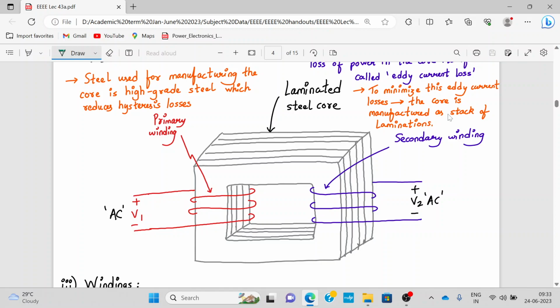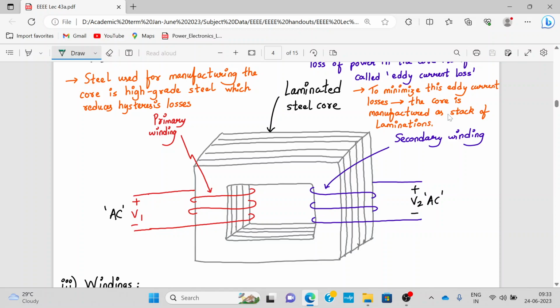So what is this core? A core is rectangular in shape and is laminated. That means whenever a core is carrying an alternating flux, loss of energy might take place, and that is due to the eddy current loss. Therefore high grade steel is used for the manufacturing of the core, which will reduce the hysteresis and eddy current losses. All right, so that is about the core, and what material it is made of.